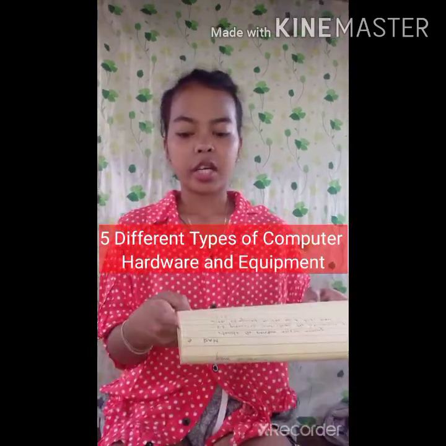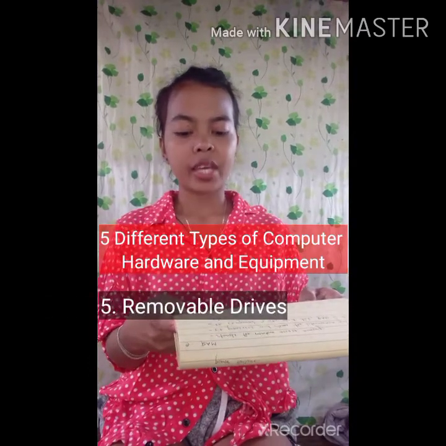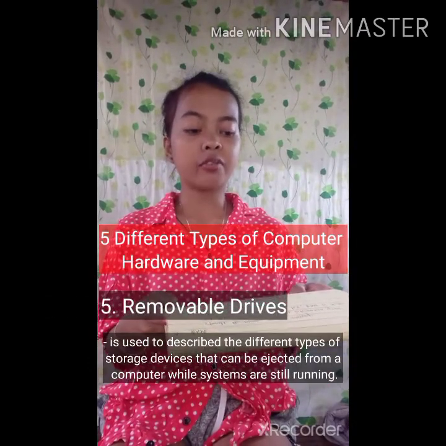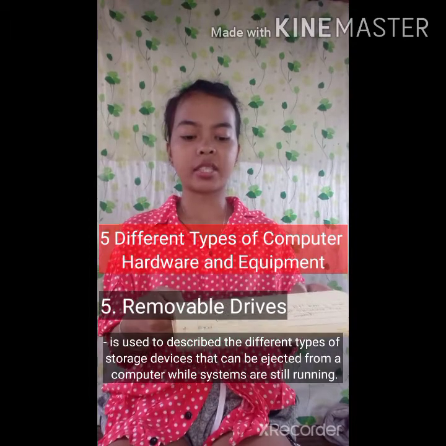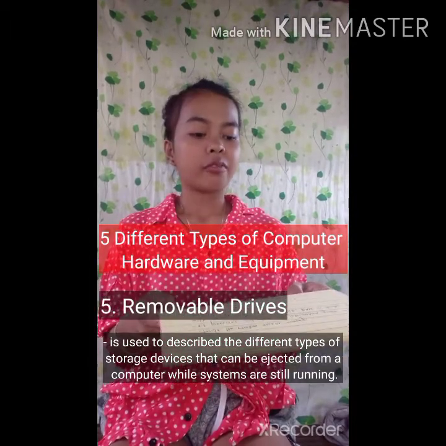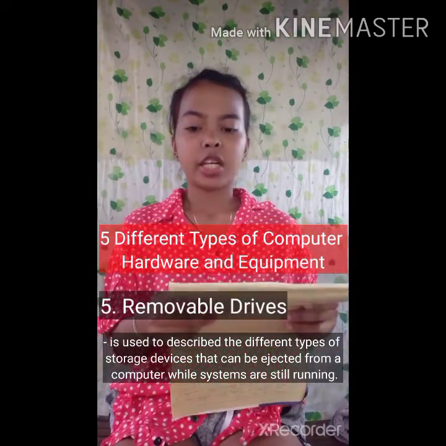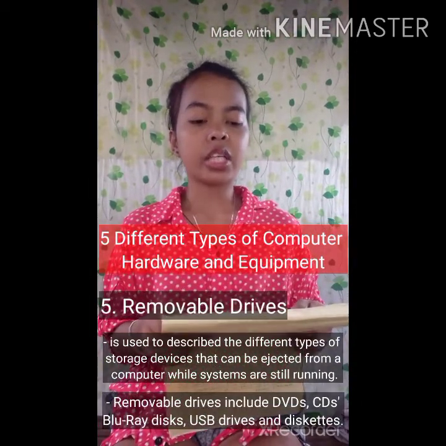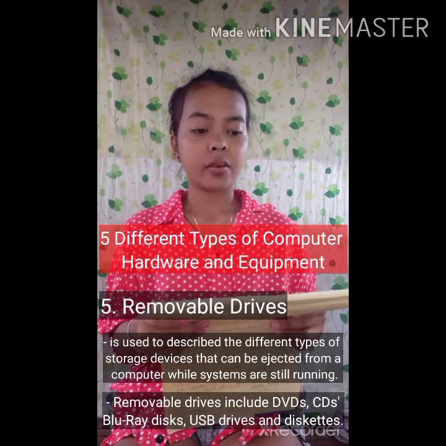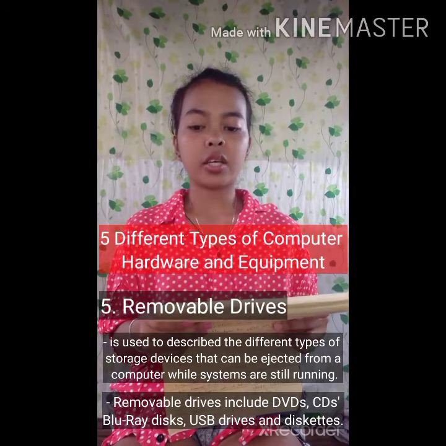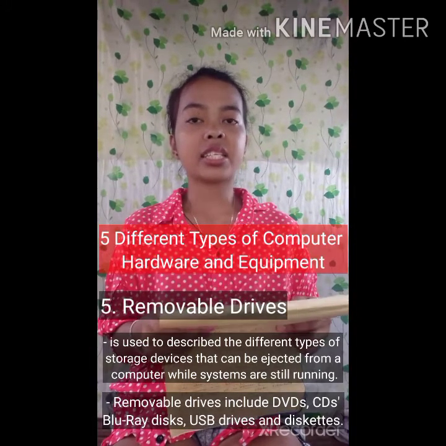Number 5, removable drives. It is used to describe the different types of storage devices that can be ejected from a computer while systems are still running. Removable drives include DVDs, CDs, Blu-ray discs, USB drives, and diskettes.